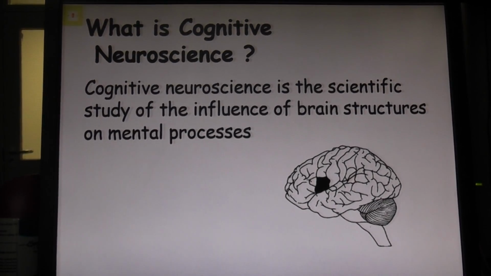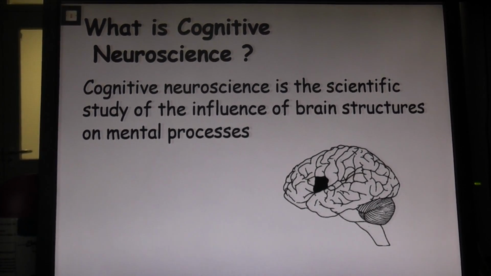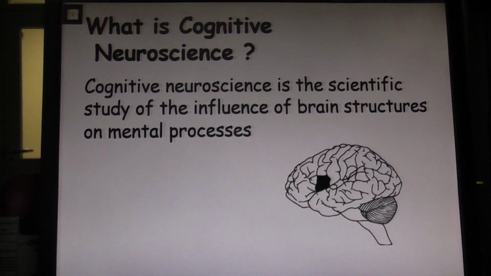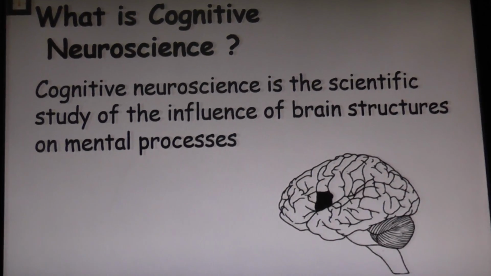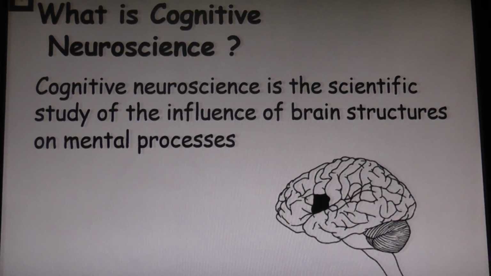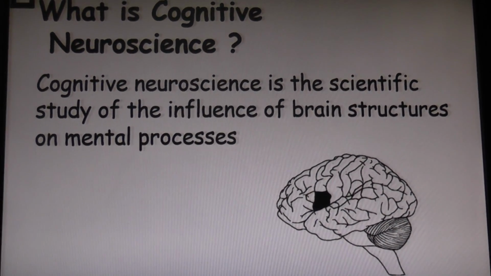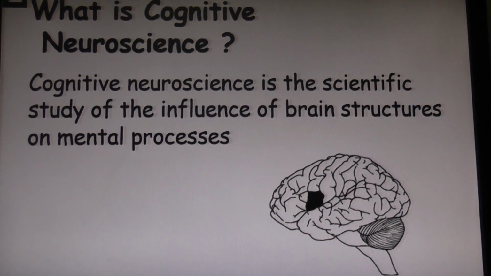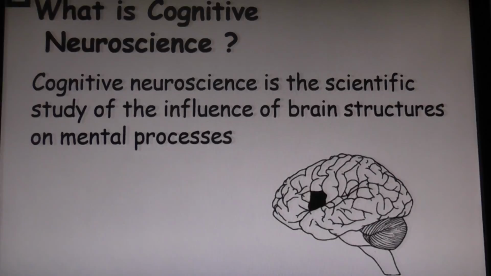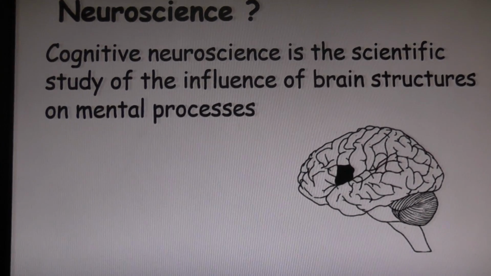So this is the scientific study of the influence of brain structures on mental processes. In order to access full marks on answering a question about cognitive neuroscience, you must not just focus on the brain structures, that would be the biological approach. You must explain that it's how brain structures influence mental processes.